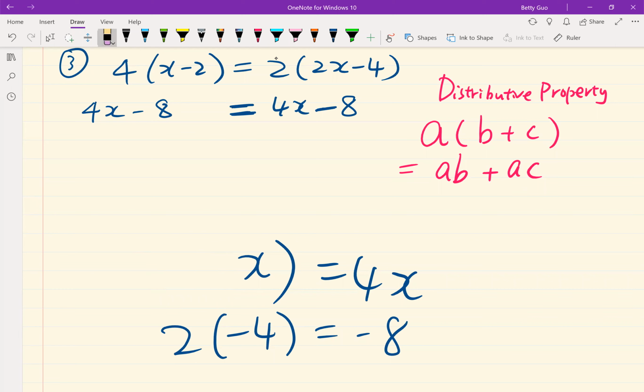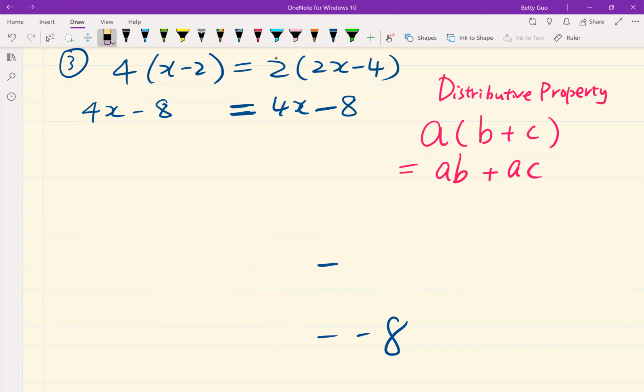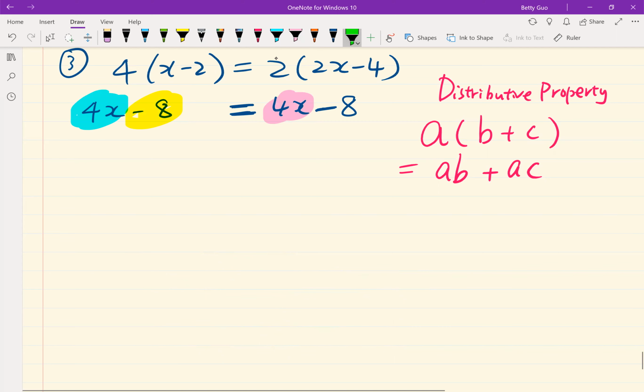The first step: simplify each side of the equation separately. After that, we have 4 terms, 2 on the left, 2 on the right. I'm going to color them again like we did earlier: the blue term, the yellow one, the pink one, the green one. You can use different colors.